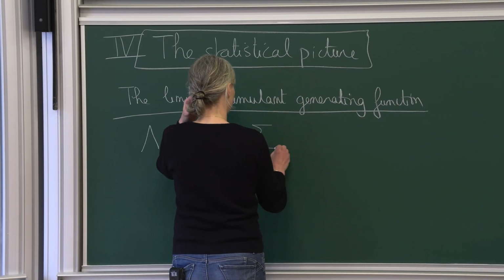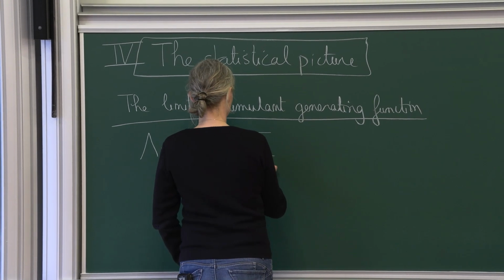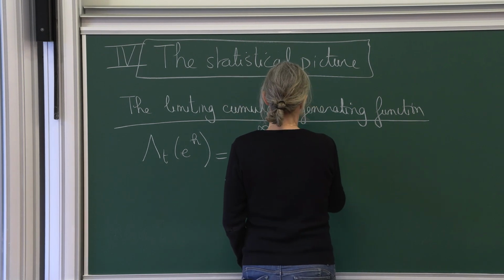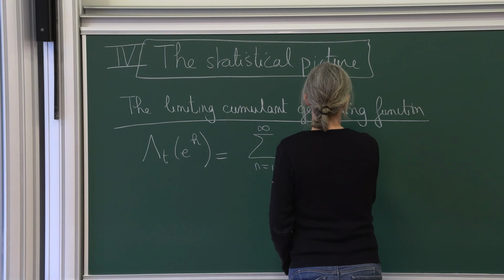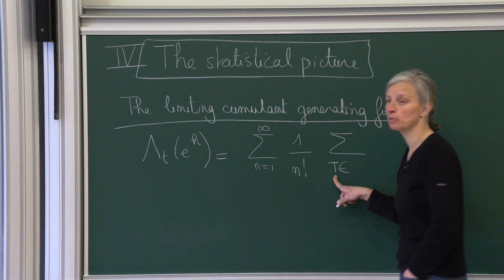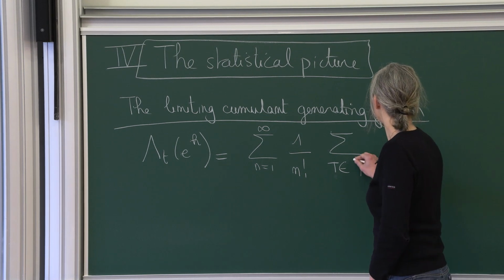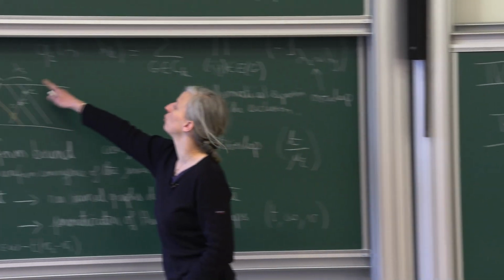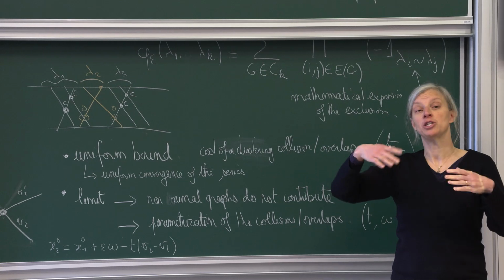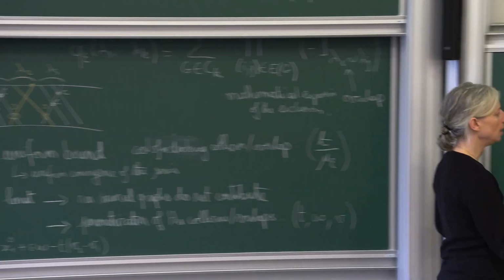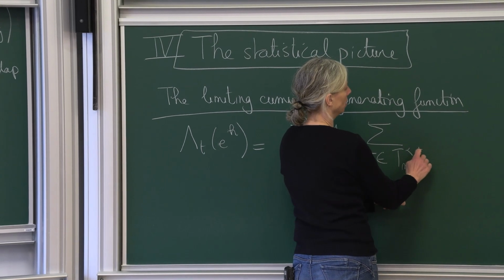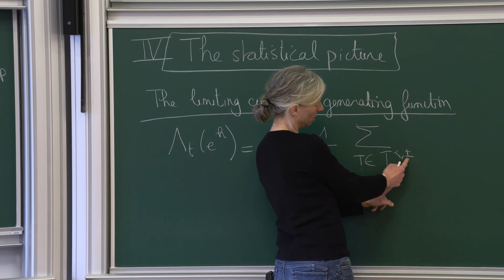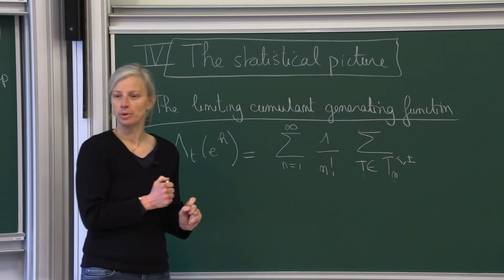So I will have a sum from n equal 1 to plus infinity of 1 over factorial n. And then I will have a sum over all possible graphs which are minimal, which I will call a tree. Now this tree is a tree with, say, n vertices. I should prescribe the order here of the collisions and the overlaps. And now, of course, I have to prescribe each time if it's a collision or an overlap. So it will be a tree with n vertices, an order, and for each node, I need to prescribe whether it's a collision or an overlap.